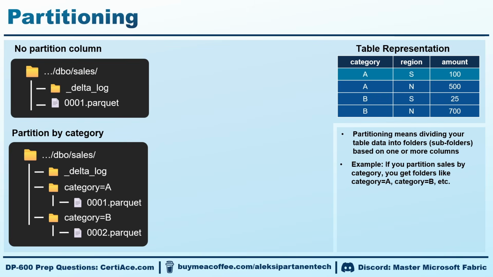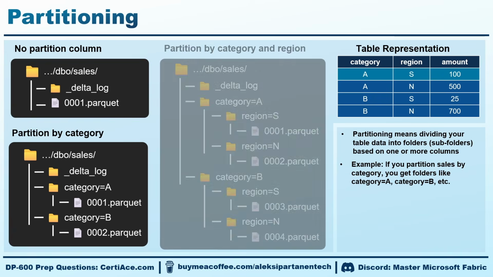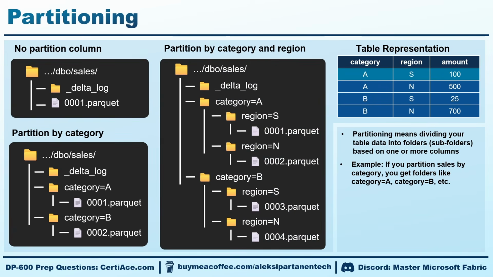And like the first bullet says, we can actually partition by using multiple columns. And here we can see how the folder and file structure would look if we would partition by category and region. So, what is the benefit here?